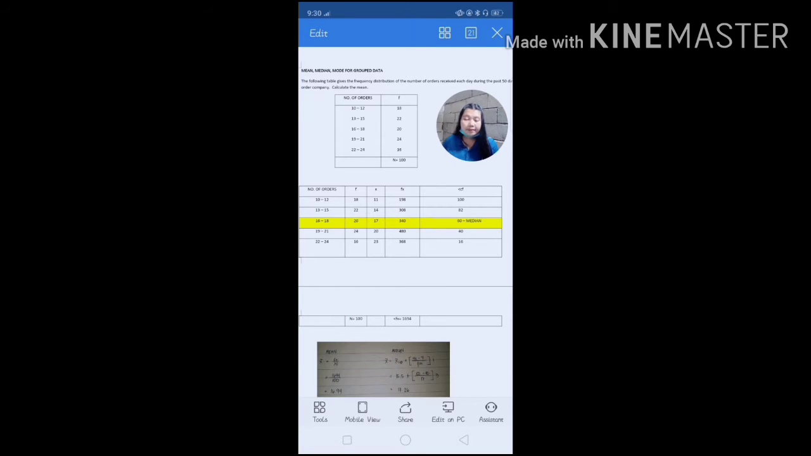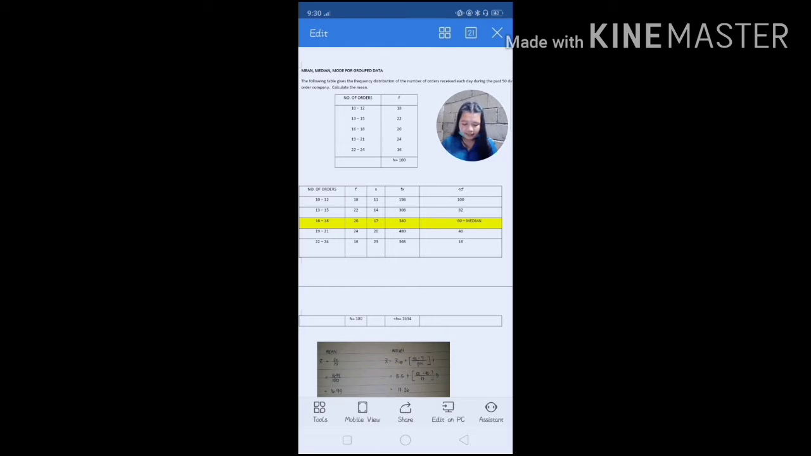To calculate the mean of grouped data, the first step is to determine the midpoint of each class interval. To determine it, we add the lower boundary and the upper boundary and then divide by 2. For example, 10 plus 12 divided by 2 equals 11. So we come up with the midpoint of the class interval of 10 to 12.